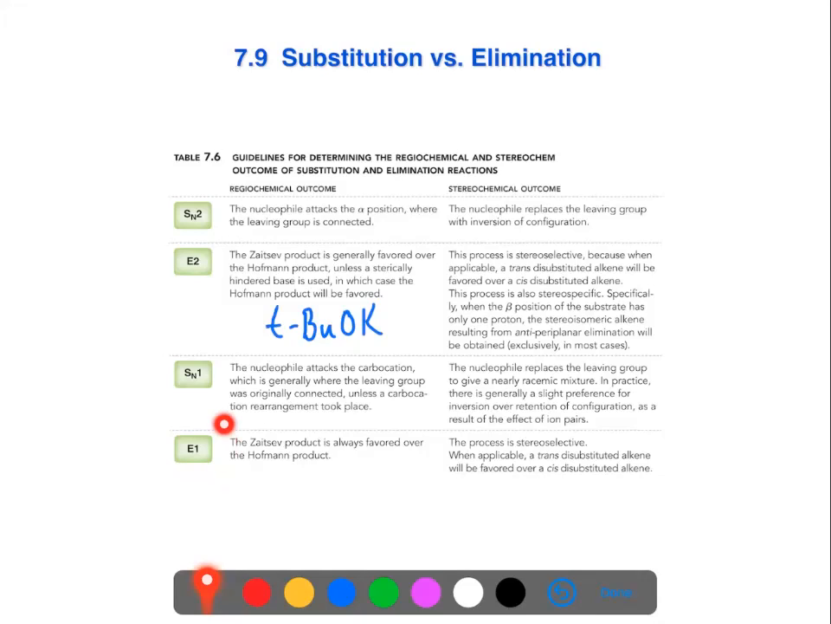And finally, for the E1, the Zaitsev product is always favored over the Hofmann product. And this process is also stereoselective. And so if possible, a trans disubstituted alkene will be favored over a cis disubstituted alkene. So now we're going to look at a variety of examples where we get to apply the information that we've learned in this section.